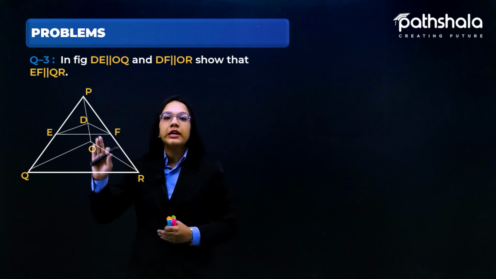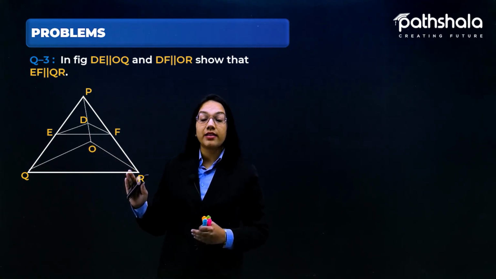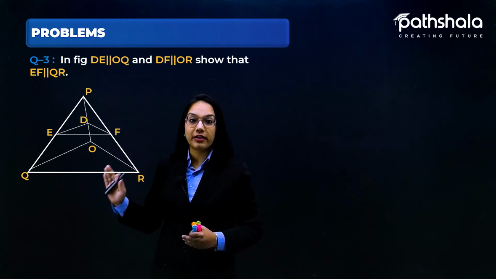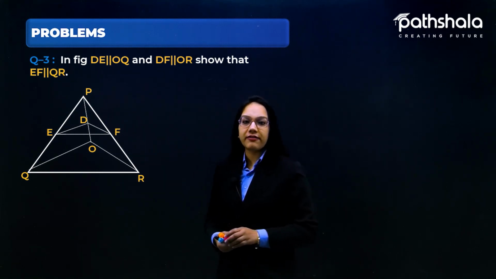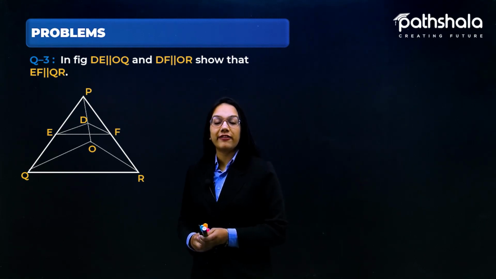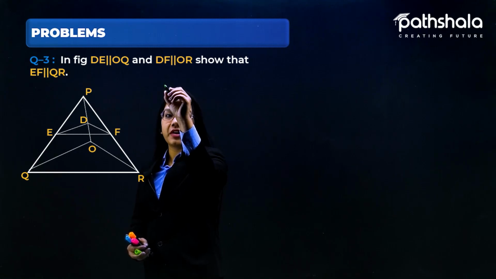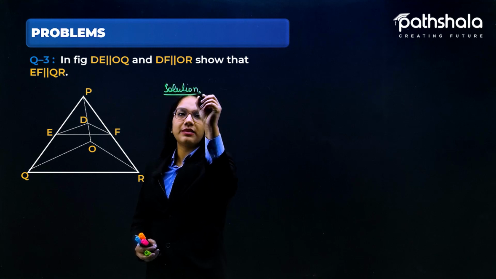So in the question, DE is parallel to OQ, DF is parallel to OR, and we have to show that EF is parallel to QR. So let's show that EF is parallel to QR. First of all, we'll start with the very first information given to us in the question. Let us suppose I am writing out the solution by taking the given statement first.